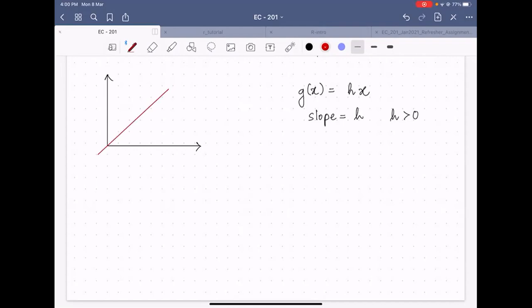So this is my gx line. Now we don't really know what the slope of this is. Okay, the graph could look like this. The graph could look like this. The graph could look like this, depending on what the value of h is. Okay. Now the question asks.